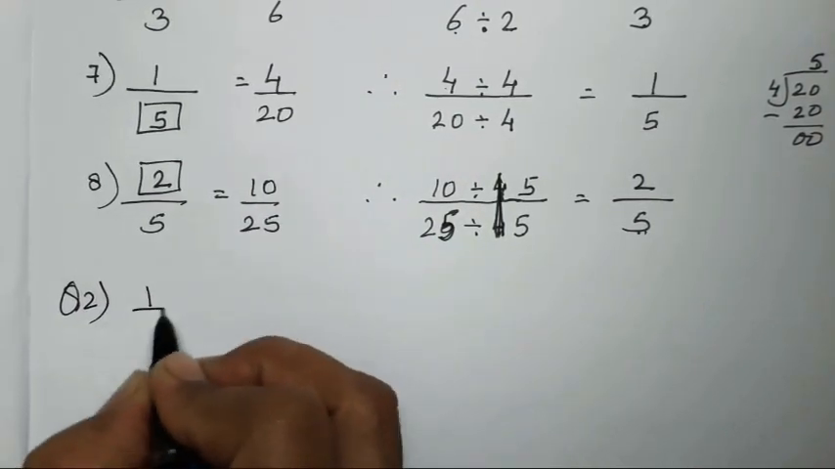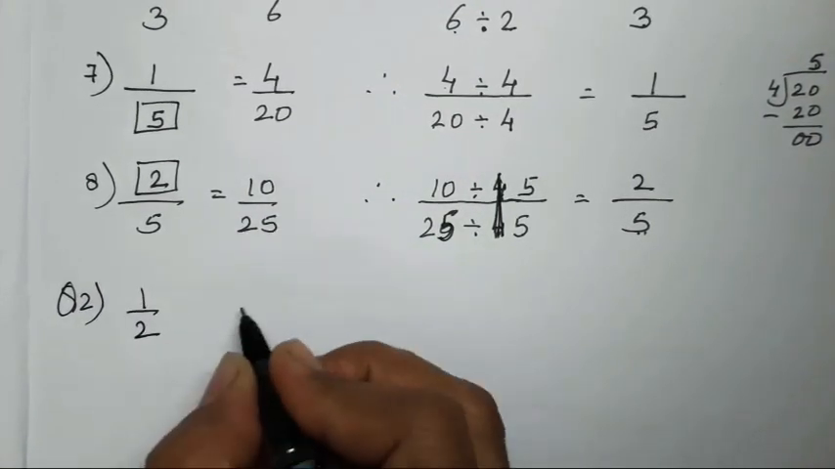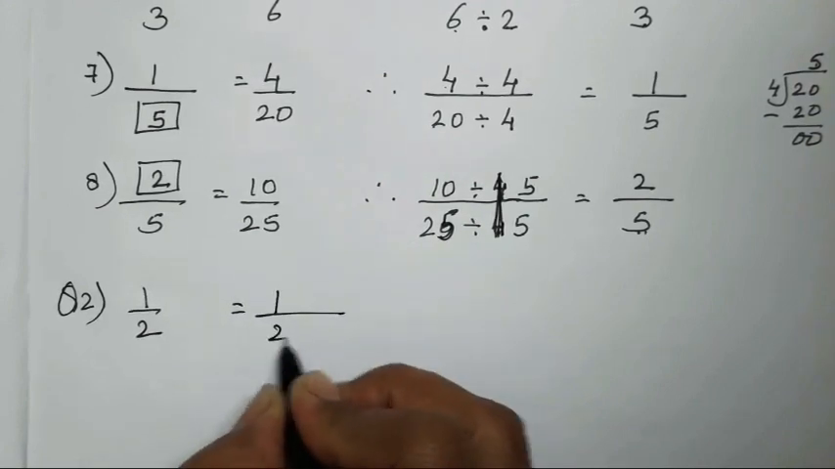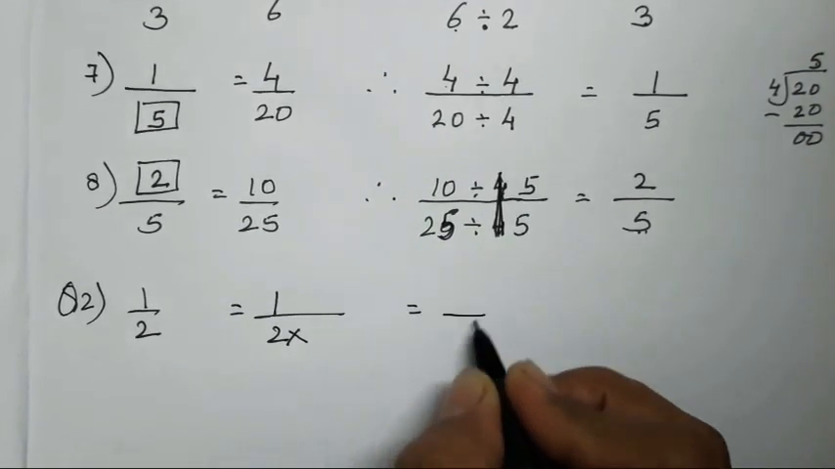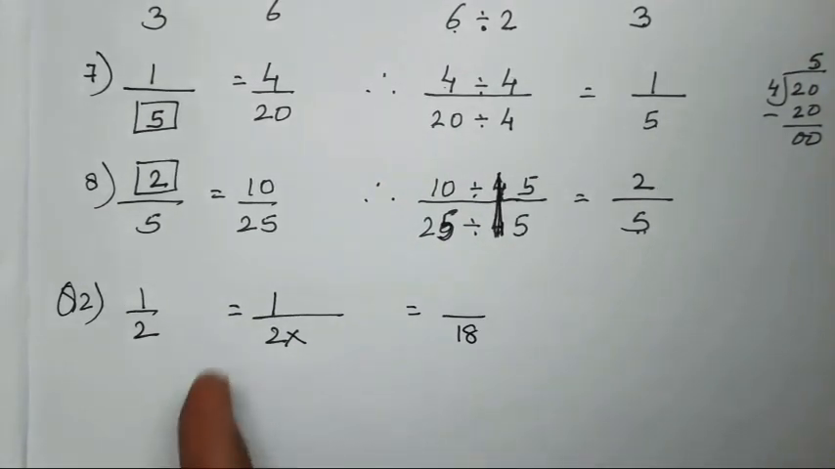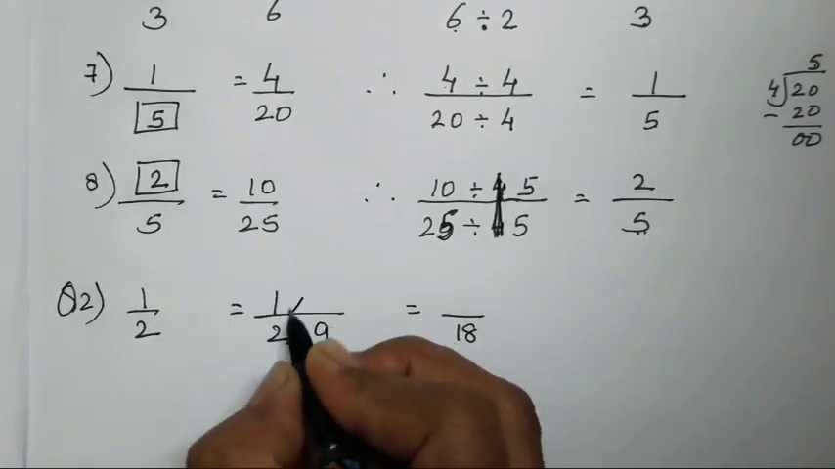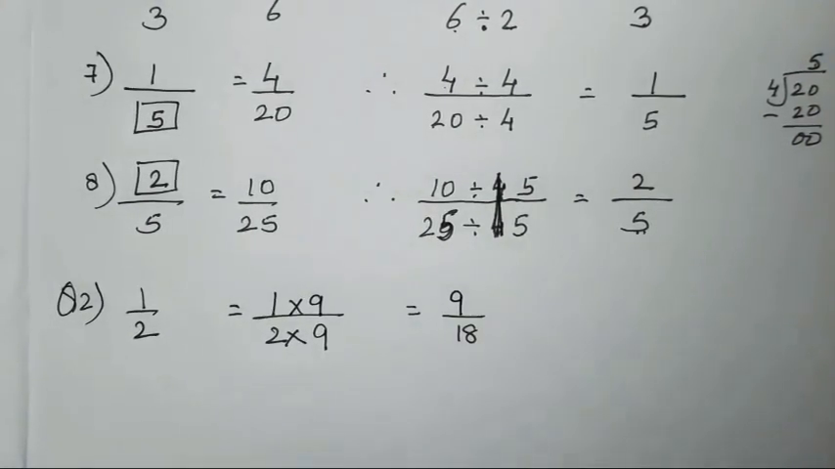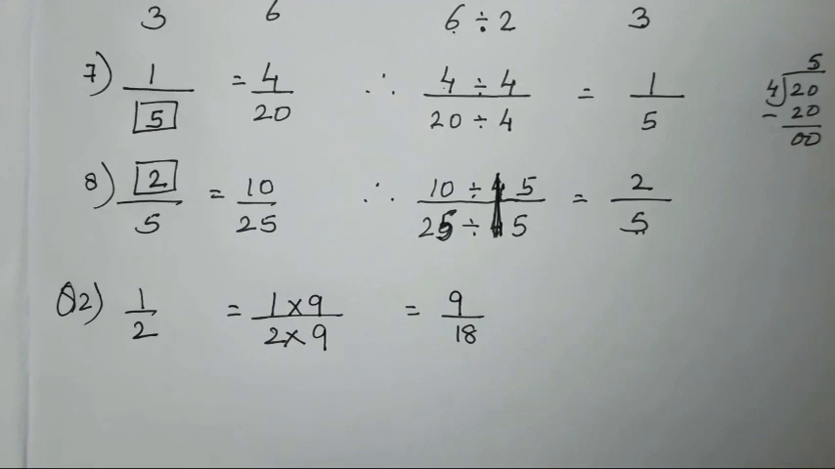First one is 1 upon 2. So we all know if we multiply 2, what do we have to get? Denominator 18. So 2 9s are 18. So 1 also multiplied with 9. Got it? So this is going to be your fraction.